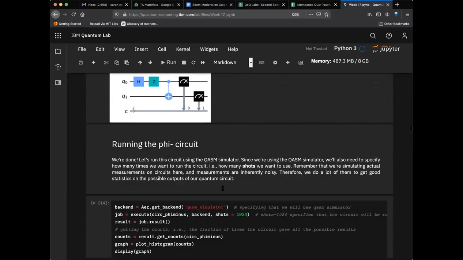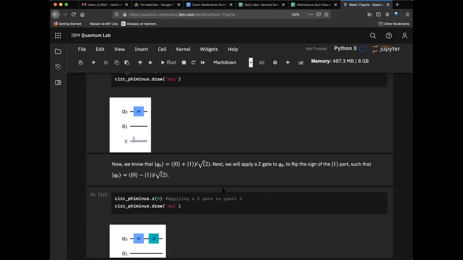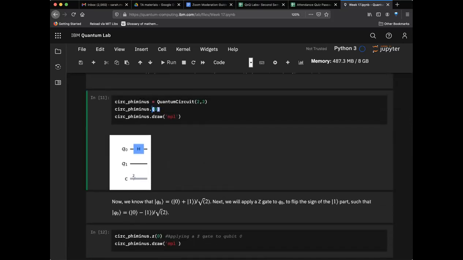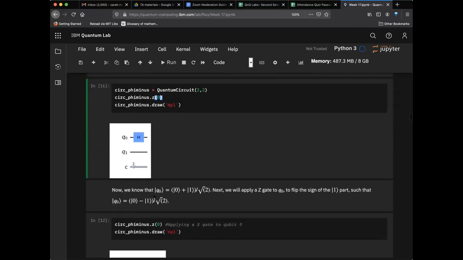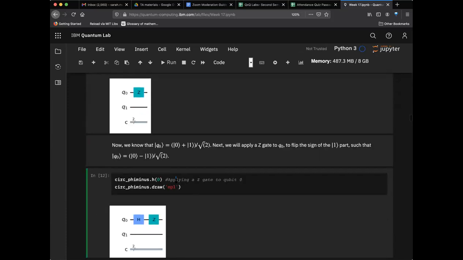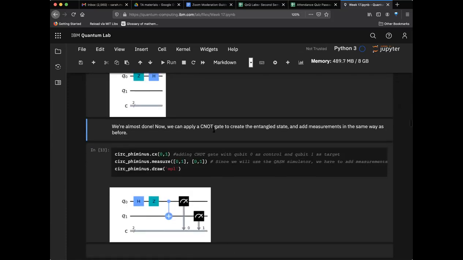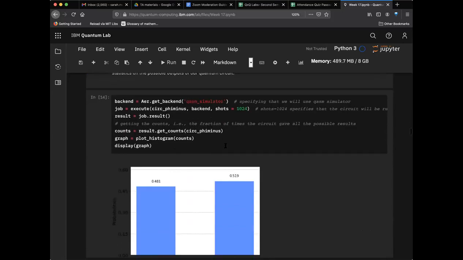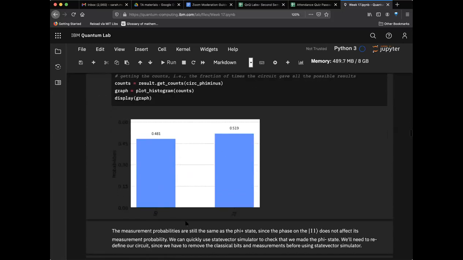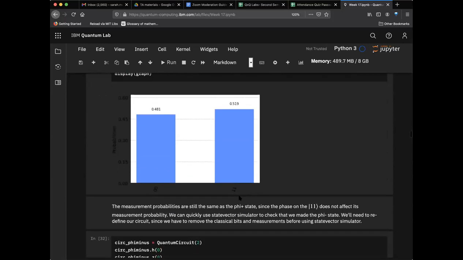So now, your task is to swap these gates like so. Instead of having the Hadamard gate and the Z gate, we're going to have the Z gate and then the Hadamard gate. So what you should get is this. And then I want you to run the rest of the circuit and tell me whether you got the same results of this being 0, 0, and 1, 1.